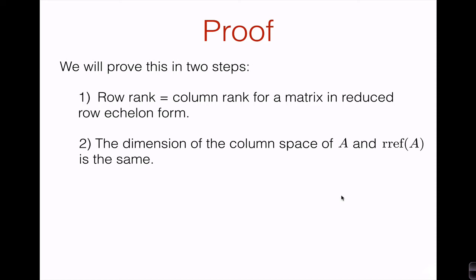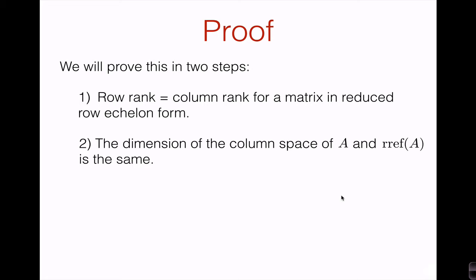We're going to show that the row rank is equal to the column rank in two steps. First, we're going to show this result in a special case. We're going to show that if a matrix is already in reduced row echelon form, then its row rank is equal to its column rank. Then in the second step, we're going to show that the dimension of the column space of a matrix is equal to the dimension of the column space of its reduced row echelon form. If we do both of these things, then we will have finished the proof.